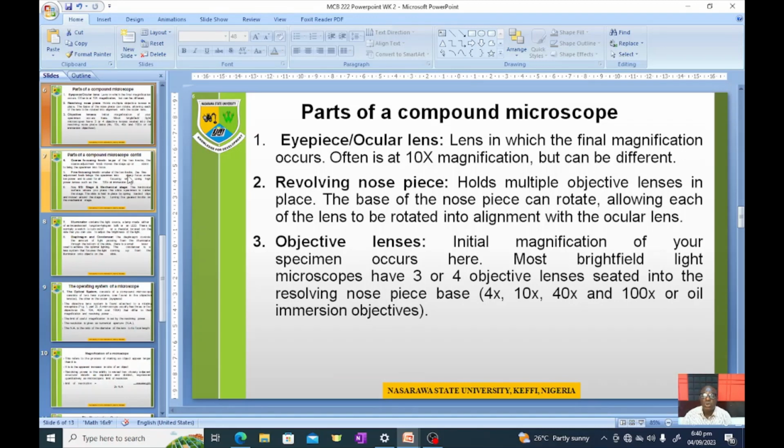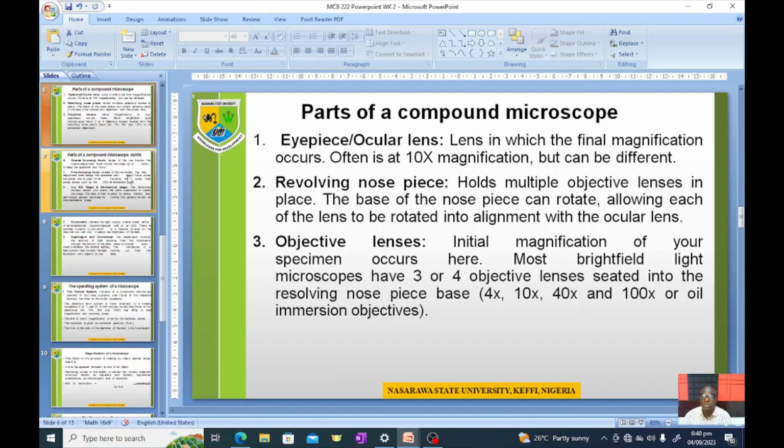Number 2 on the diagram is the revolving nose piece. This is made to hold multiple objective lenses in place. The base of the nose piece can rotate, allowing each of the lenses to be rotated into alignment with the ocular lens or with the eyepiece.